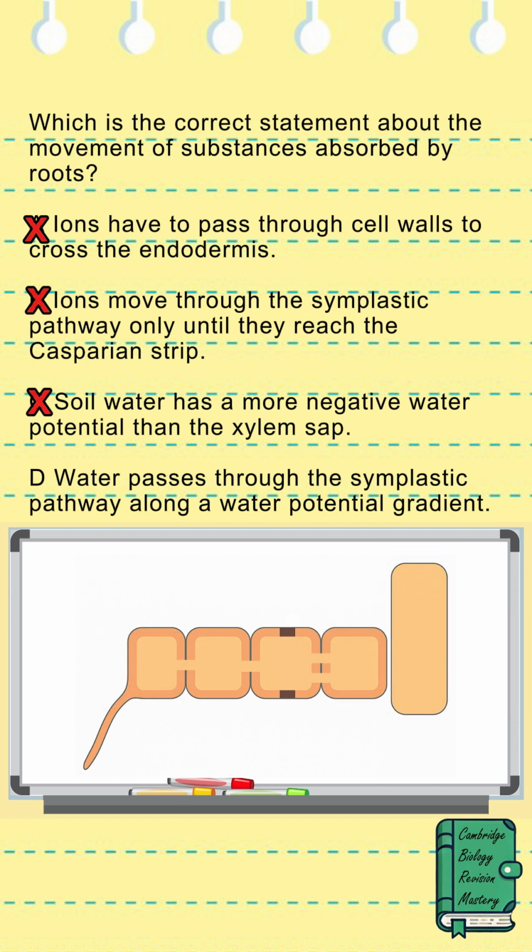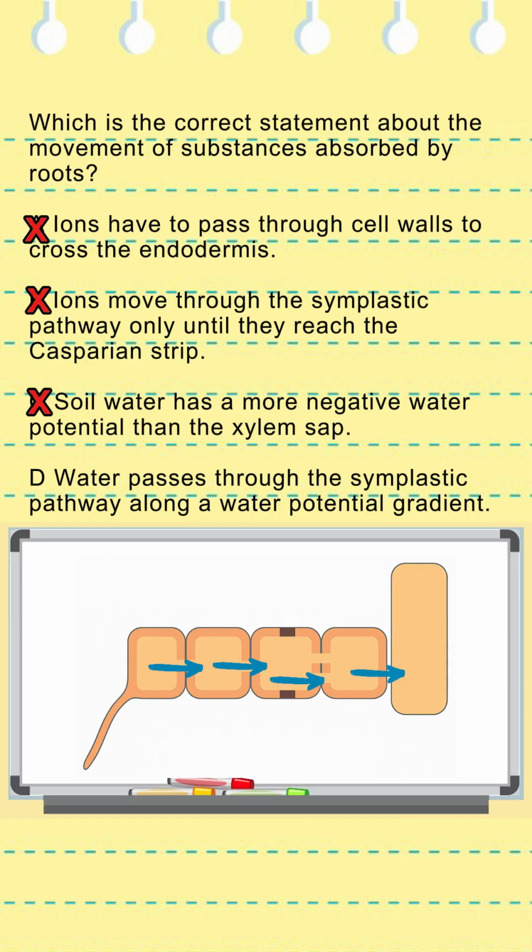Our last statement says, water passes through the symplastic pathway along a water potential gradient. Now this is quite a nice to read sentence, and if we draw the symplastic pathway on our diagram, we can see that it is in fact moving through the cytoplasm, and water, through osmosis, only moves down a water potential gradient because it is a passive movement. As such, D is the only correct answer that we've got.